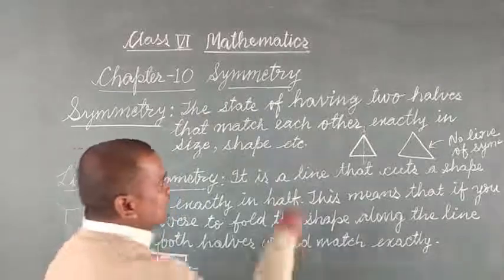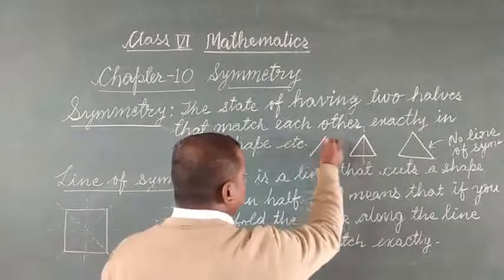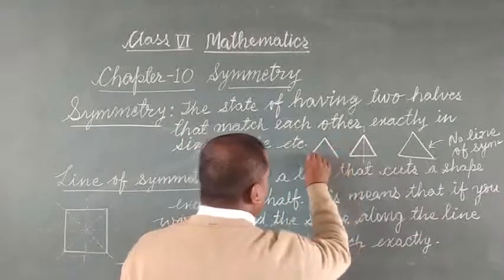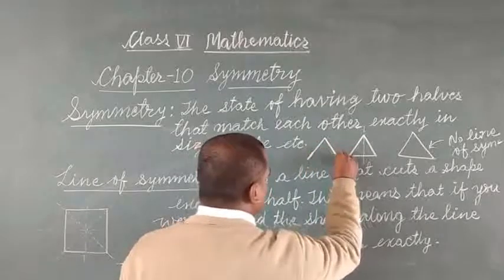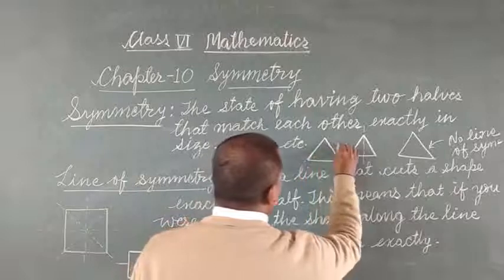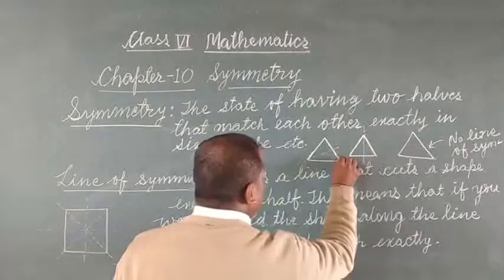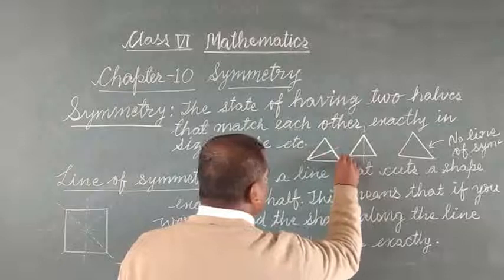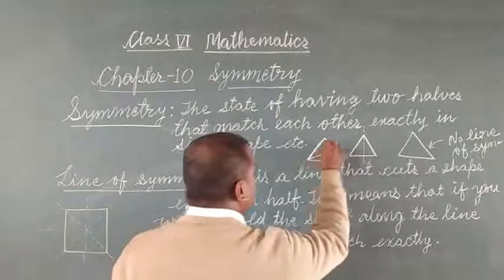In the case of an equilateral triangle, you see here, as you know, all the sides are equal. So if you fold it along this side, this part exactly will be the half of this part.